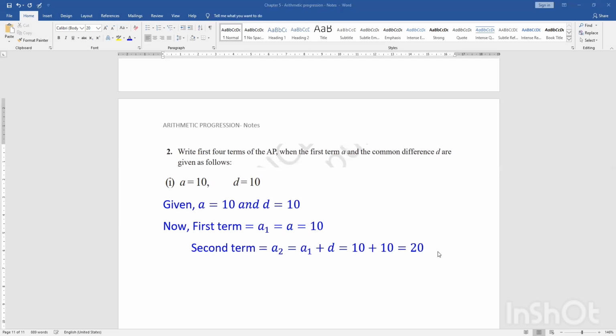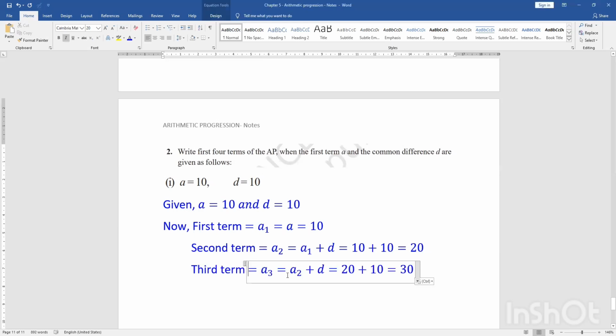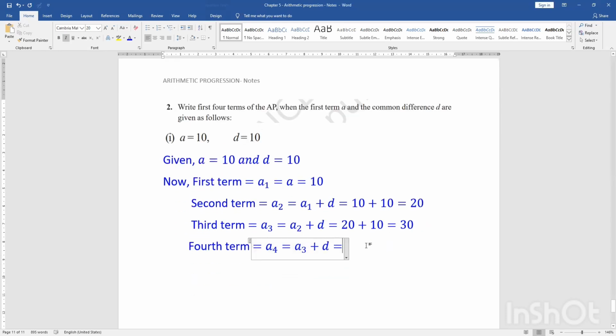Okay. Next, we have the third term. The third term is A3, which is nothing but A2 plus D. That is, we are going to add common difference to the second term. That is 20 plus 10, which will be equal to 30. And the fourth term is equal to A3 plus D, which is nothing but 30 plus 10 is equal to 40, right?